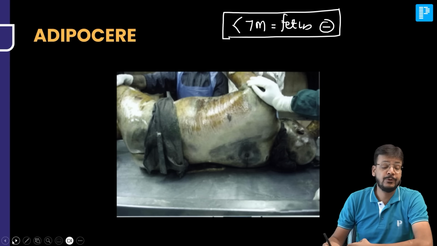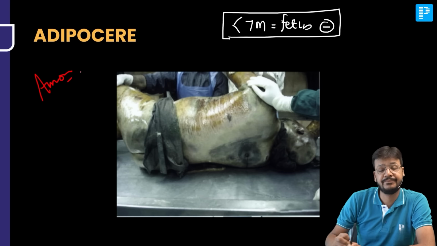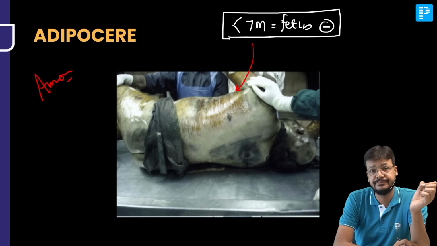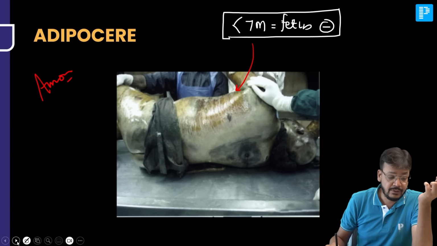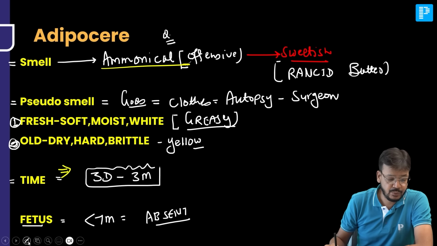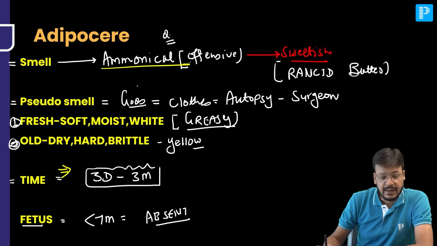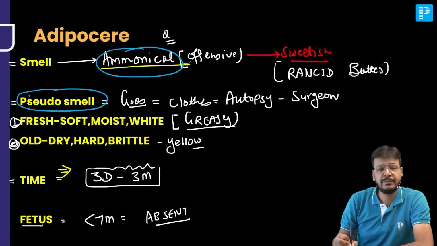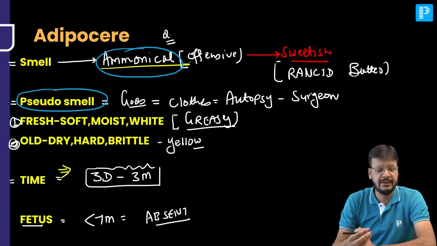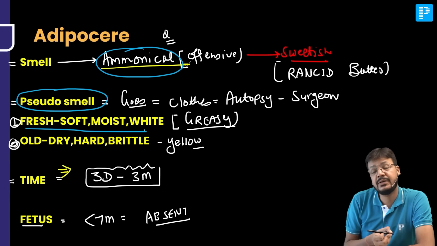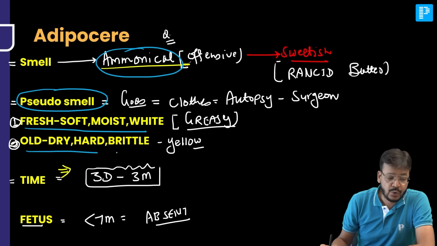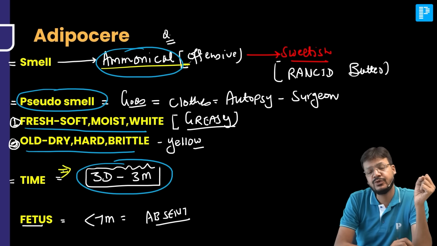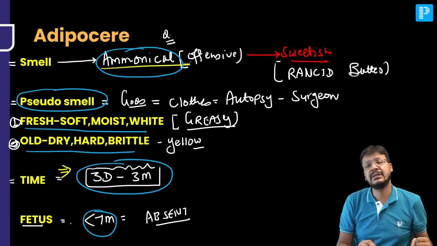Adipocere, A for adipocere, A for ammoniacal smell, my dear friend. In a fetus below 7 months of age, the adipocere is absent. It is an ammoniacal smell. It is seen in warm and humid climate. So I am coming to this very, very important concept, my dear friend. It is a pseudo smell because the smell goes into your clothes. Adipocere is fresh, soft, moist, and white when fresh, and when old it is dry, hard, and brittle. The time for adipocere is 3 days to 3 months, and in the fetus below 7 months, it is absent.